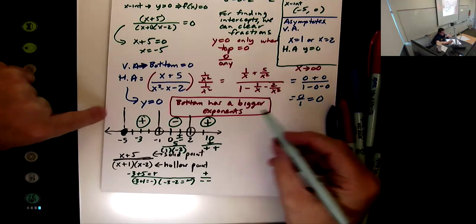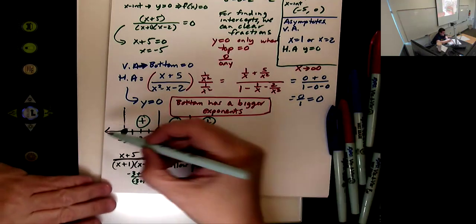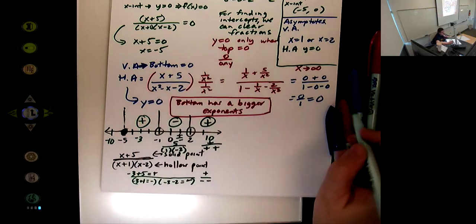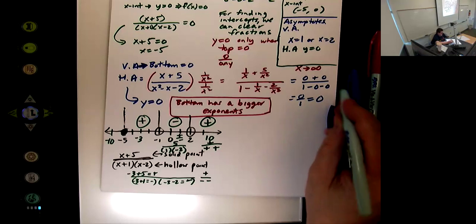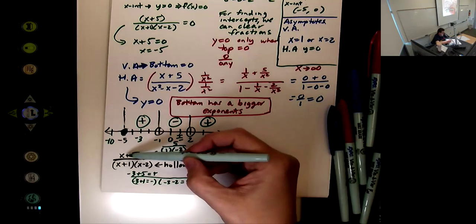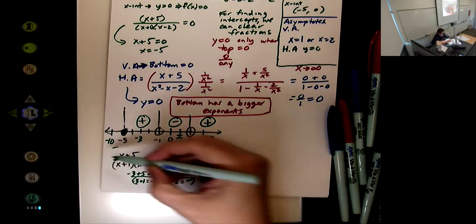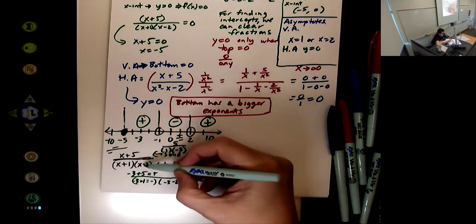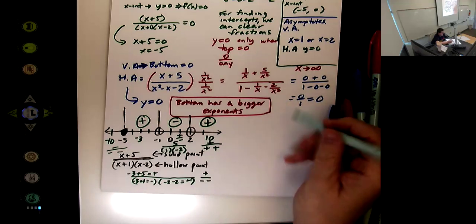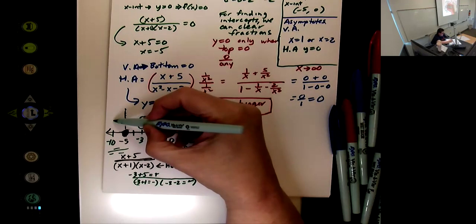And it looks like these are alternating, but you never want to guess. So just plug in a really large number. If I do -10 plus 5, that's a negative number. -10 plus 1 is a negative number. -10 minus 2 is a negative number. Three negatives ends up being the overall region is negative.